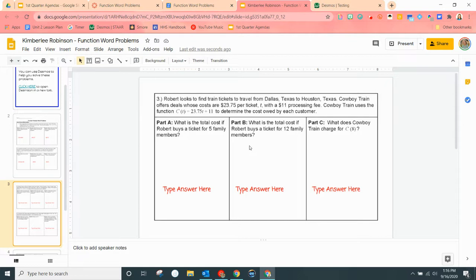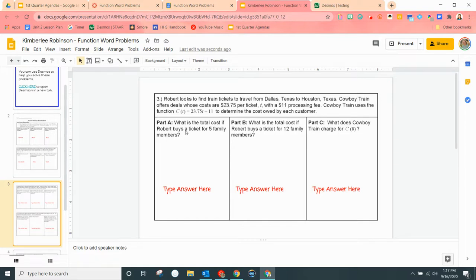And that should make sense, right? Our cost function is a function of T. So it depends on T. It depends on how many tickets. Your cost depends on how many tickets you buy, right? If you buy 10 tickets, it's going to cost way more than if you just buy 2. So that should make logical sense.